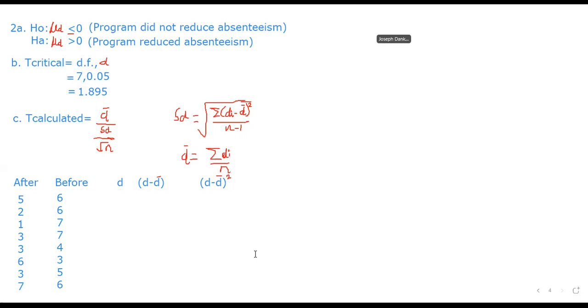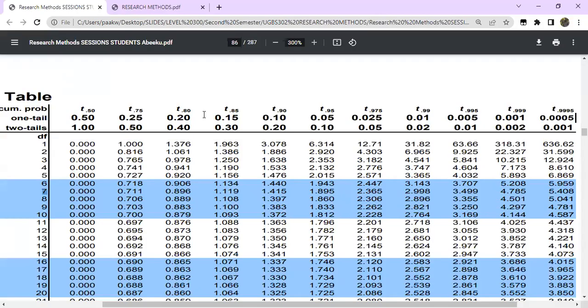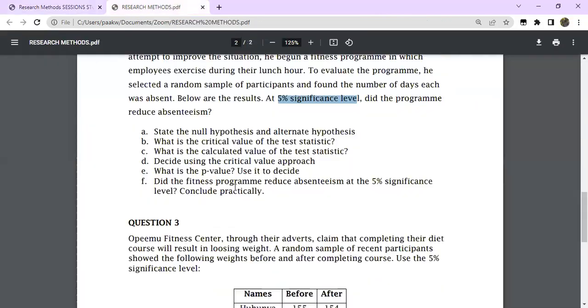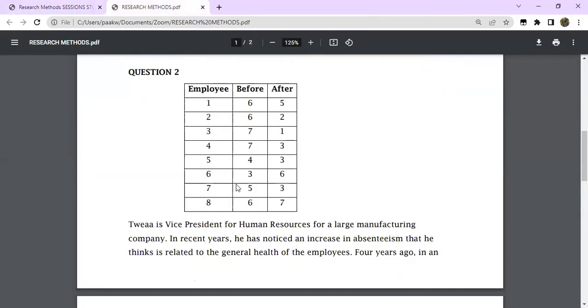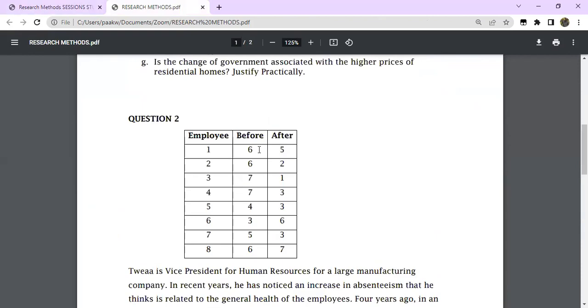Compare it with what's in the slides. So is it the same? Yeah, it's the same.